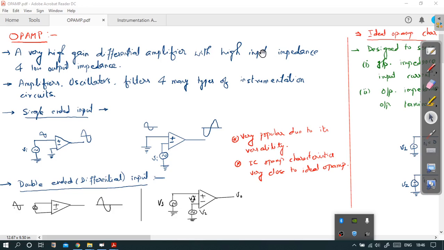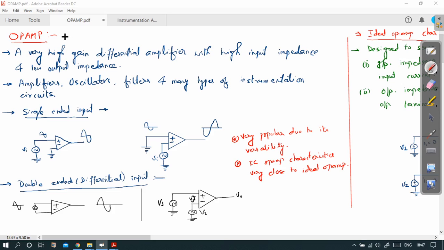In the last class, we had completed the topic of DC amplifier. We saw a special kind of DC amplifier that was chopper based, chopper stabilized DC amplifiers. So let's start a new topic on OPAMP, or operational amplifier.